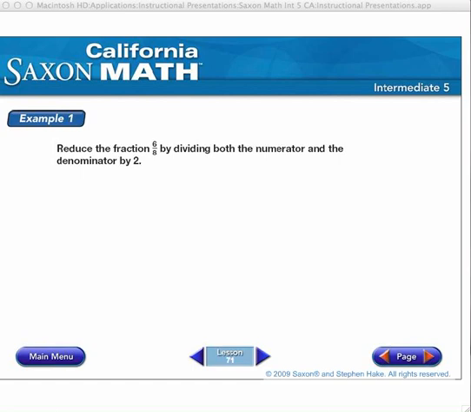So example 1 says, reduce the fraction 6/8 by dividing both the numerator and the denominator by 2. So I would write my fraction 6/8. Now instead of multiplying, I'm going to divide by the fraction 2 halves. This is equivalent to 1. And then I divide straight across. So 6 divided by 2 equals 3, and 8 divided by 2 equals 4. So 6/8 reduces to 3/4.